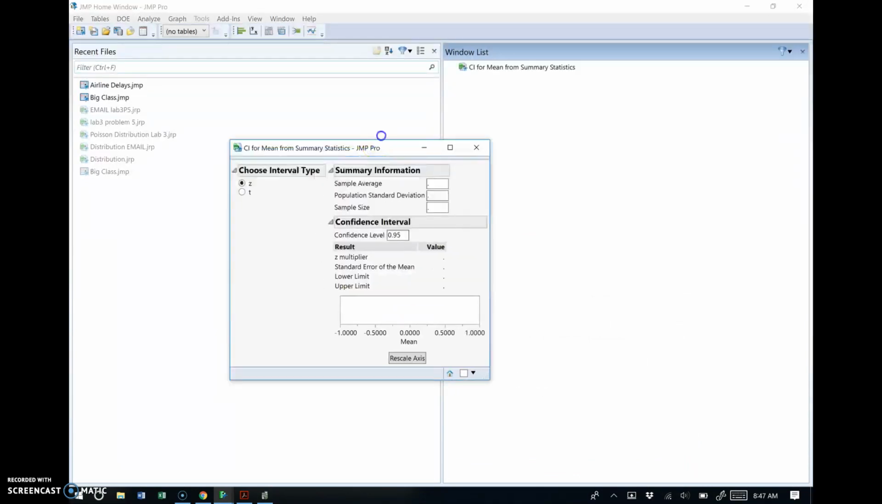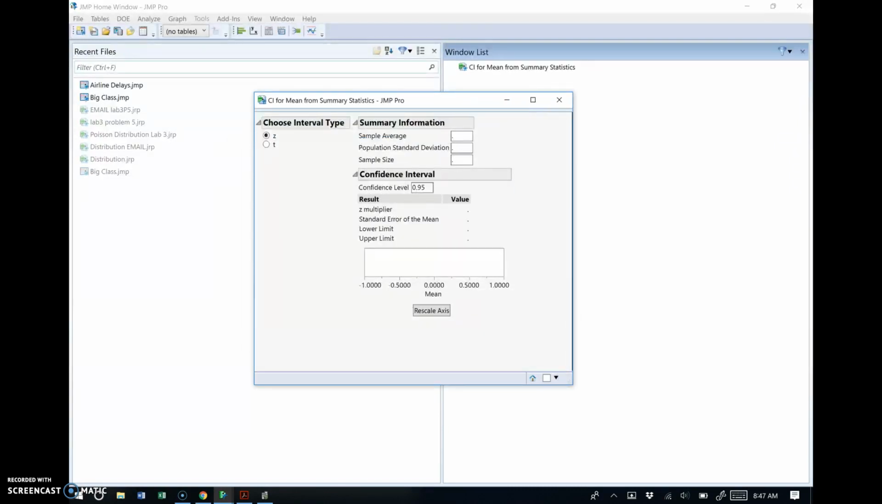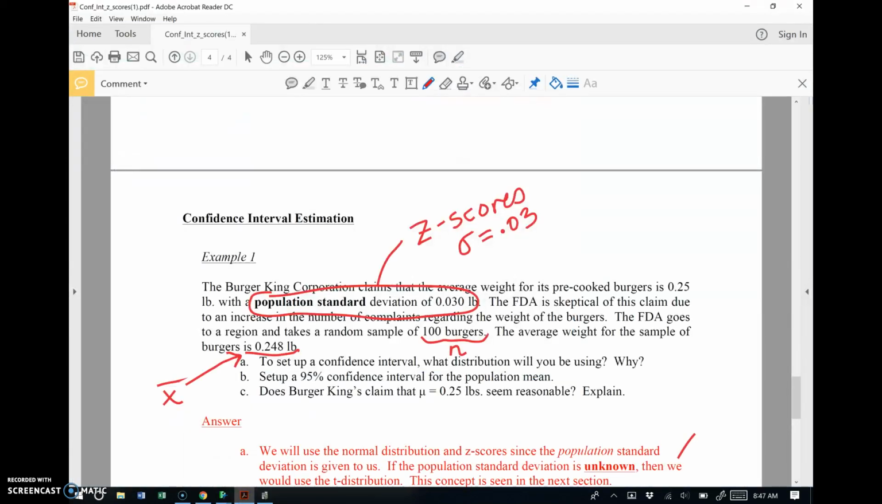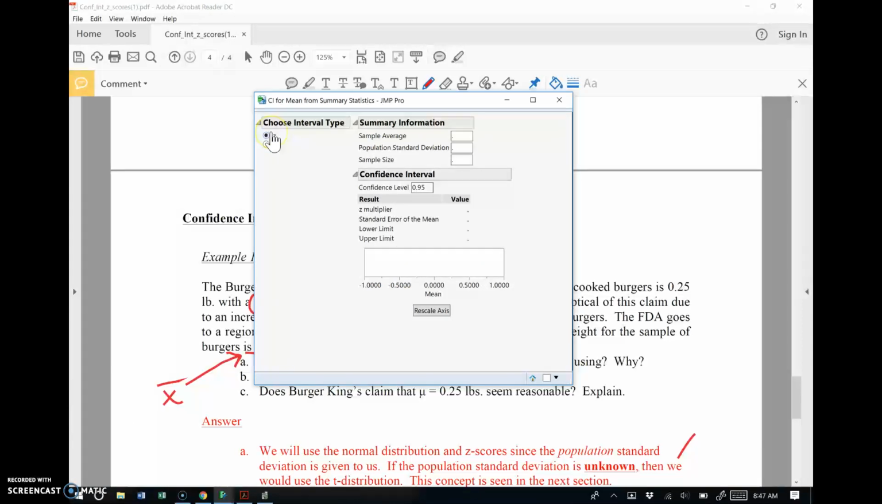All right, so it opens up a window. The window's really kind of self-explanatory. First thing it asks is, what kind of confidence interval are we going to be doing? Are we going to calculate a confidence interval based on the normal distribution and use z-scores, or a confidence interval based on the t-distribution? We've already established that, since we're given the population standard deviation, we're going to use the normal distribution. Remember, if we were given the sample standard deviation, which is an estimate of the population standard deviation, we would be using the t-distribution with n-1 degrees of freedom. So for this example, we are using z-scores, and I'm going to leave Z checked.